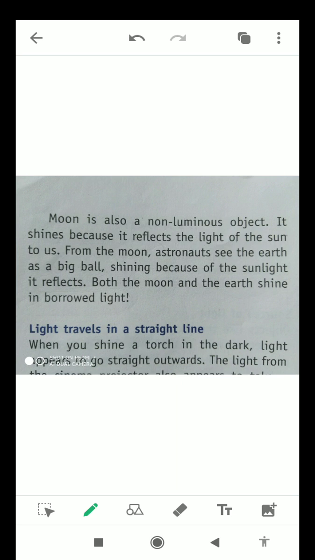From the moon, astronauts see the earth as a big ball. So earth is like a big ball from the moon for astronauts. And it is shining because of the sunlight it reflects. Both the moon and the earth shine in borrowed light. So we can say both moon and earth are non-luminous objects or non-luminous bodies.